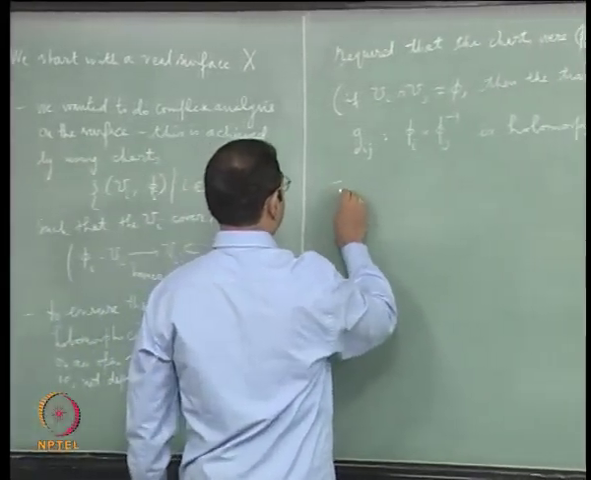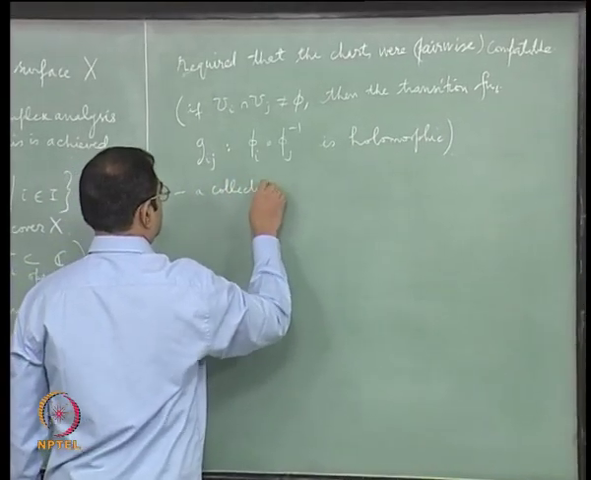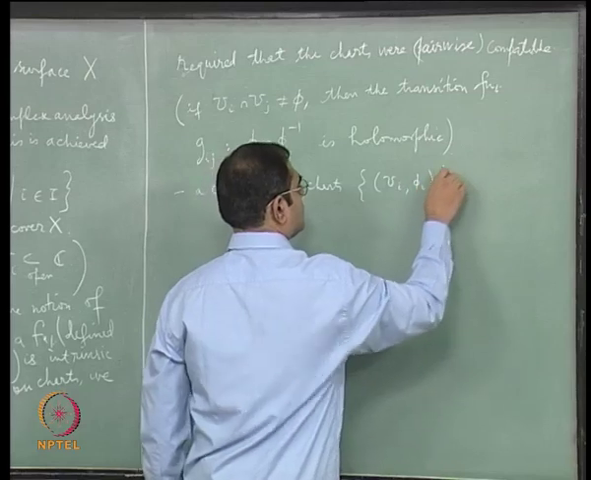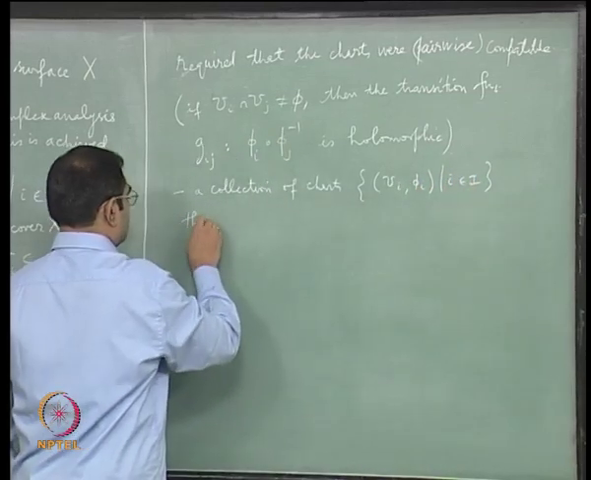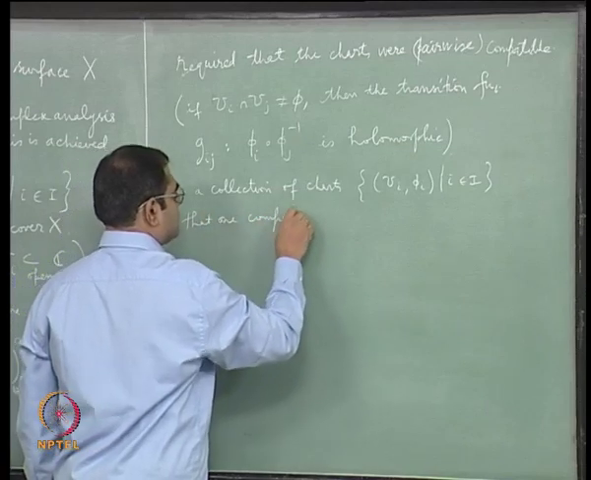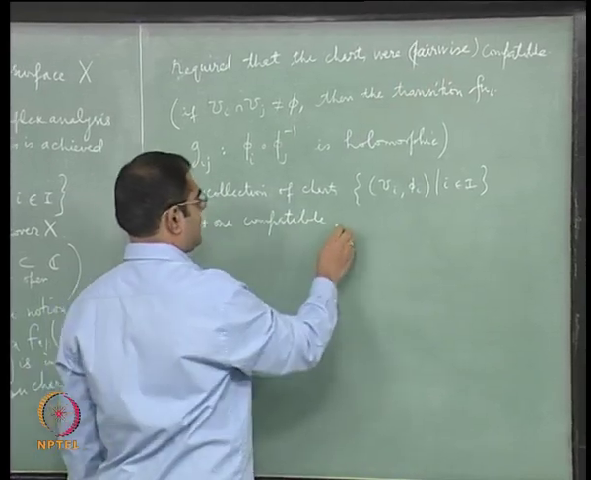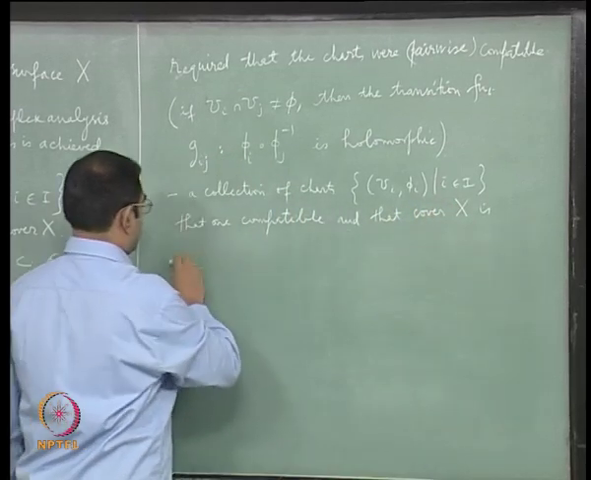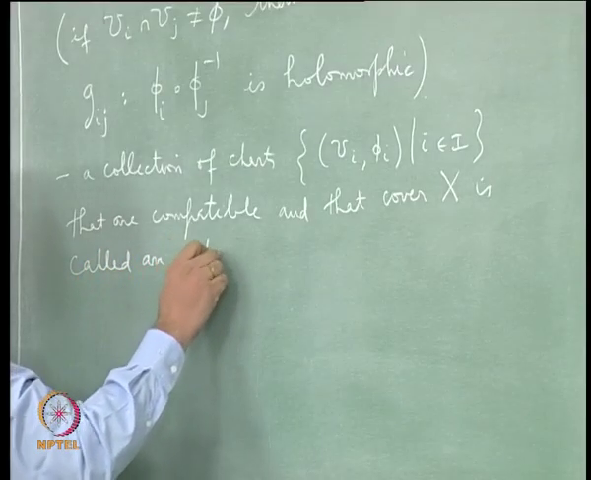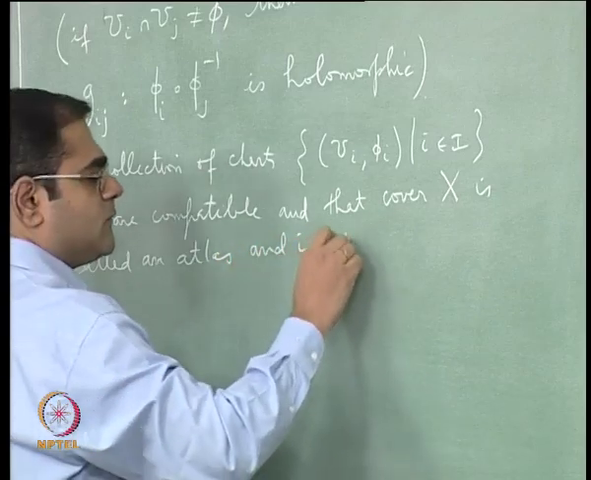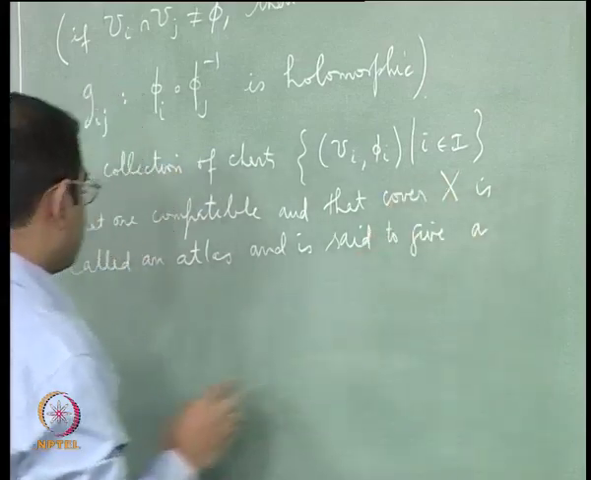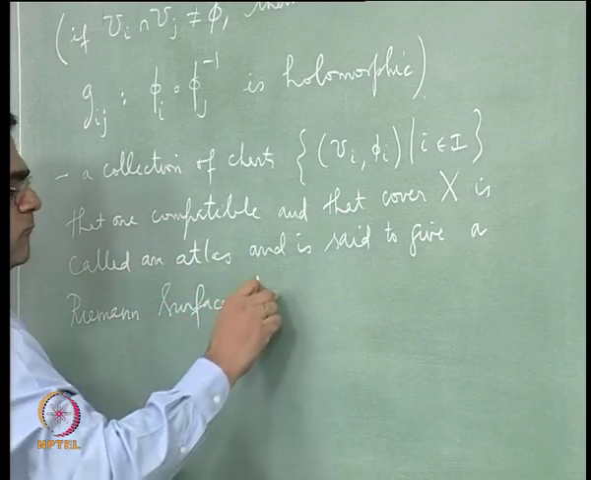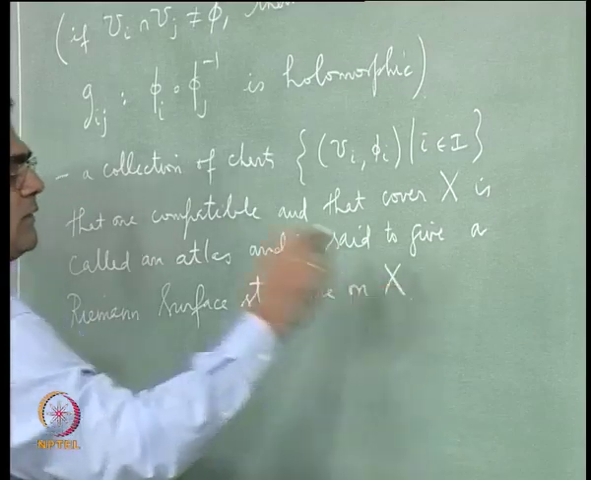So a collection of charts (U_i, phi_i), i belonging to I, that are compatible, which means pairwise compatible, and that cover X, is called an atlas and is said to give a Riemann surface structure on the real surface X, okay.